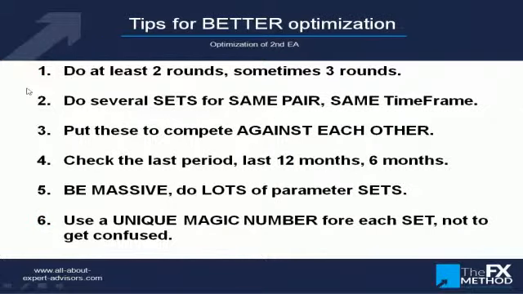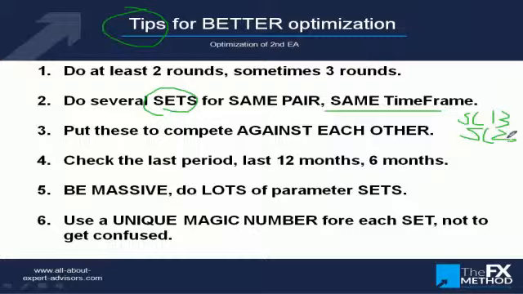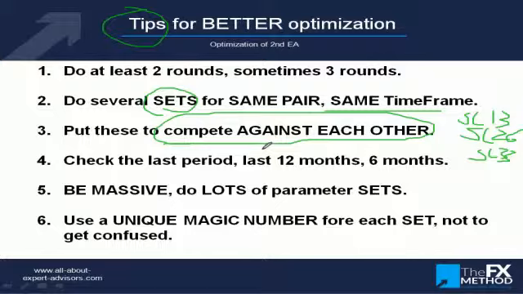So squeeze the orange twice at least. Second recommendation, that's the tips, right? 2 different sets for the same pair, same time frame. Right now we have a stop loss of 13. It's too tight, I agree. We can have another result of a stop loss of 26. We can do another one of a stop loss of 33 and put all of this against each other in the market. Put them all to trade, all 3 of them. Check the last period. We're going to do this now. And do a lot of sets. Don't do just one. Do 1, 2, 3, 4, as many as you can and as many as you want.